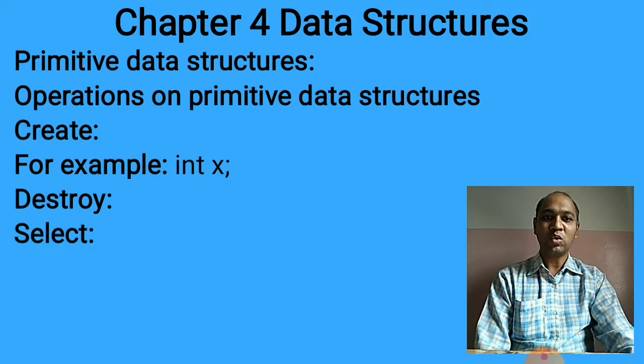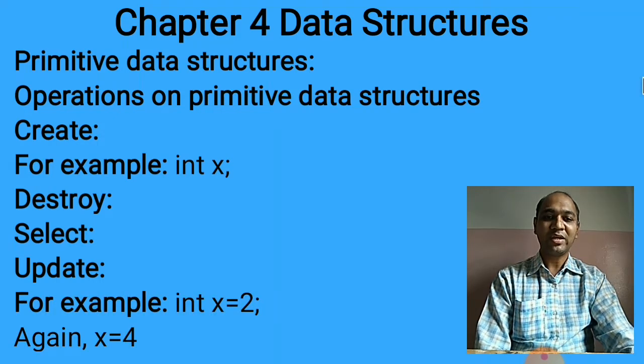Next is select. Select is used to access the data item from the data structure. Next, update. Update is nothing but changing the value of the variable, which is called updation. Let us consider the example. Here int x is equal to 2. After writing x is equal to 2, again I am going to initialize the same variable with a different value. It is updated with the new value. Earlier it was x is equal to 2, now it is x is equal to 4.